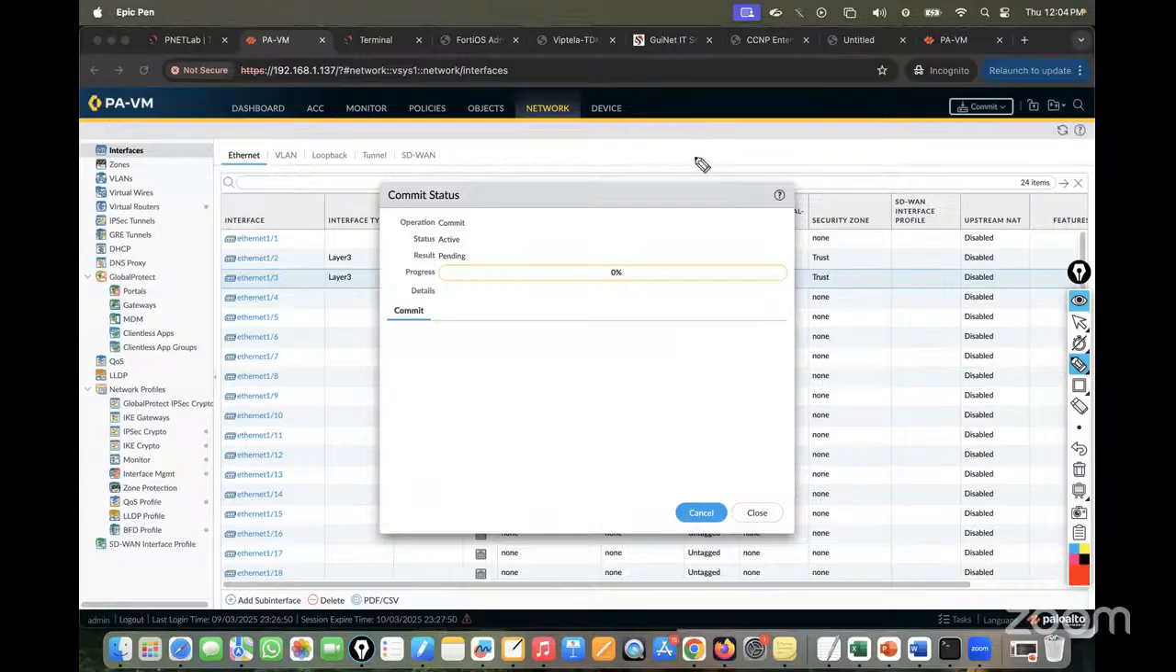NAT is not required in this scenario because we are in the same LAN network, right? So NAT is not going to be required. But they require two things. First is routing. And what is the second thing, Francisco? Security policy. Yes. Security policy. And NAT. NAT is not required.